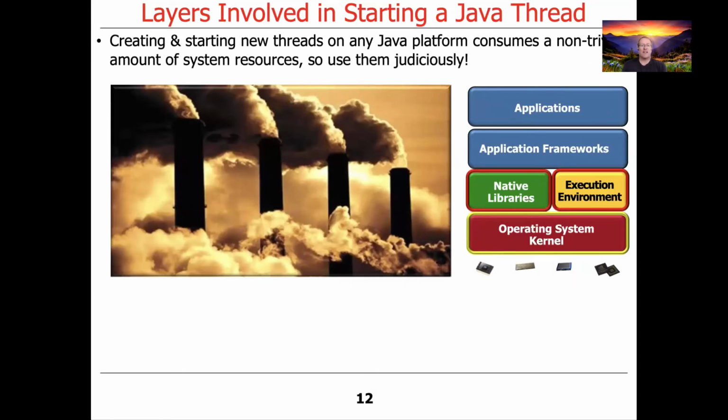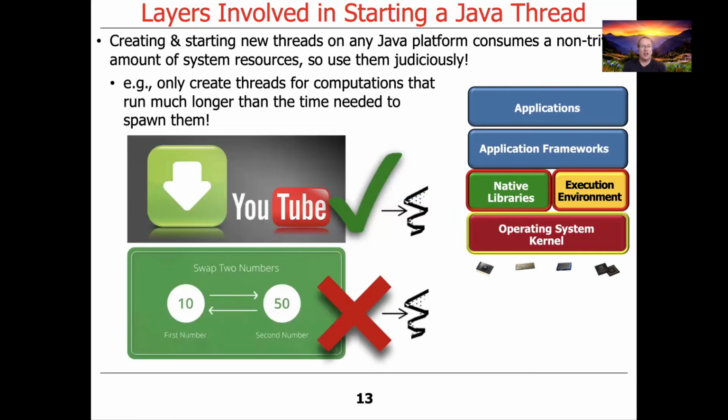So the key point of this is that starting new threads or creating new threads, starting them and stopping them and so on, consumes a non-trivial amount of system resources. So make sure you use threads judiciously. In particular, you should only create threads if you have computations that run a lot longer than the time that's needed to spawn or to launch them.